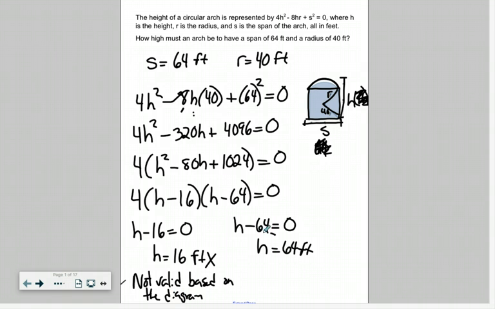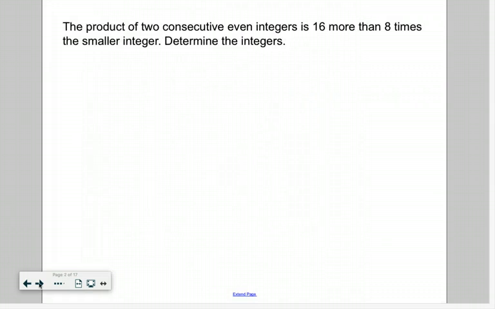Right? So instead we can say that the height of the arch would have to be 64 feet. Okay. Right, let's take a look at another example. So in this one we have to come up with our quadratic ourselves. We don't have anything given to us.